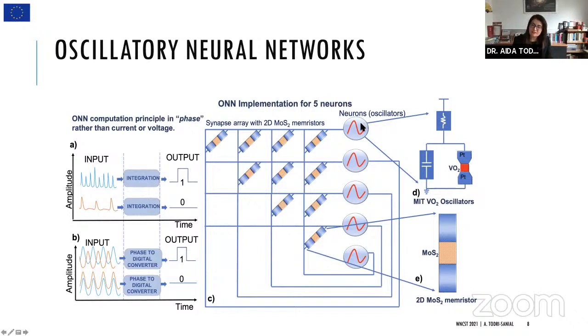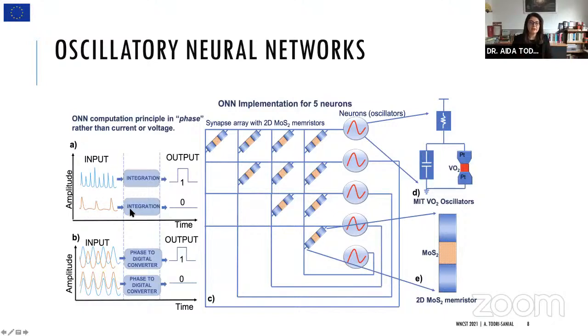And the oscillators, so the neurons, are based on phase change materials. This is a metal-insulator transition material based on vanadium dioxide. So this is the architecture we would like to build in order to have this computing in phase, which is much more energy efficient than the current paradigm. Just to give you an idea, in the current paradigm, if you have an input like this, a temporal signal like this, you need to integrate it in order to understand if this is a logical 1 or a 0, and similar here.